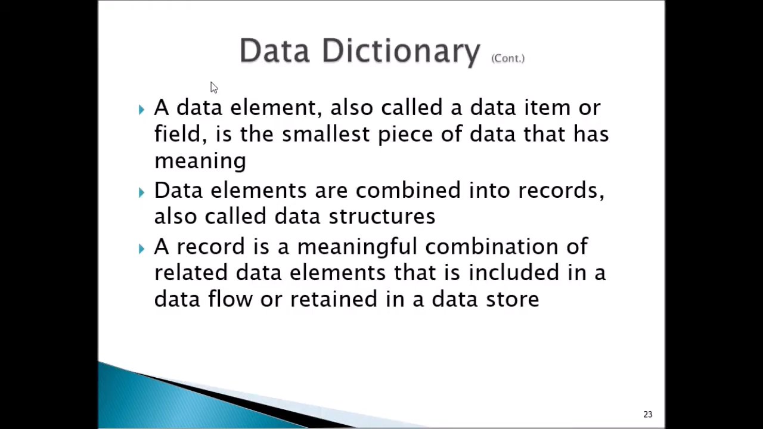A data element is also called a data item or field. This may sound familiar to you database people out there. It's the smallest piece of data that has meaning. Data elements are combined into records, also called data structures. A record is a meaningful combination of related data elements that is included in a data flow or a retained data store.